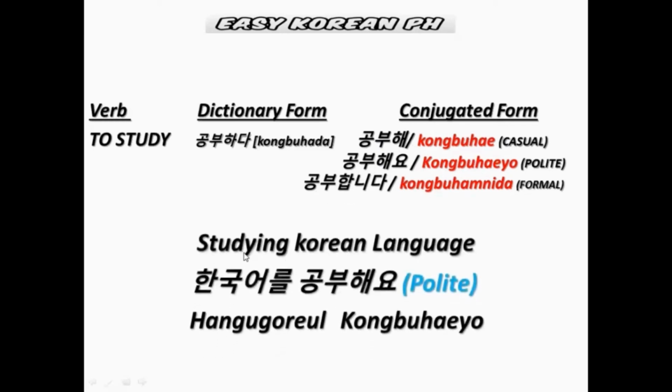Okay, example here, we have studying Korean language. So studying, which is our verb, should be at the last part now. So first is Korean language, so that is 한국어를 공부해요. So once again, we have here study, 공부하다. Casual form, 공부해. Polite form, 공부해요. And then the formal form, 공부합니다.